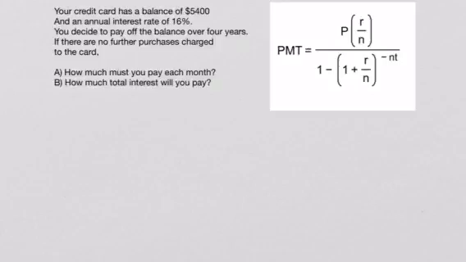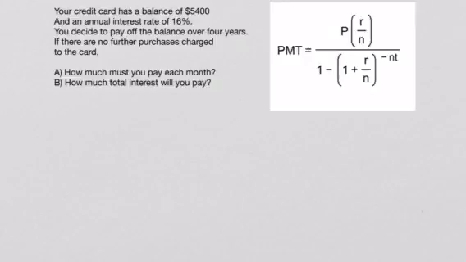And so part A, well, the problem says your credit card has a balance of $5,400, an annual interest rate of 16%. You decide to pay off the balance over 4 years. If there are no further purchases charged to the card, A, how much must you pay each month? And then B, how much total interest will you pay? Alright, so let's look at A first.